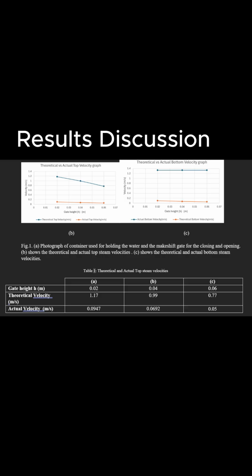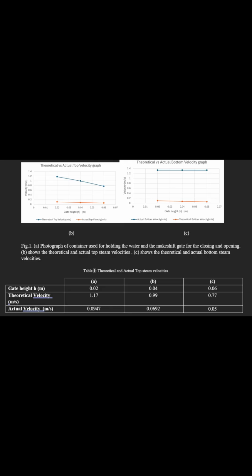Now on the results discussion. The objectives of this investigation were successfully met, as both theoretical and experimental approaches were used to study flow under a sluice gate. Theoretical analysis using Bernoulli's principle provided an ideal prediction of downstream velocity, while a simple low-cost apparatus allowed for practical measurement of flow parameters such as upstream head, gate opening, and actual velocity.